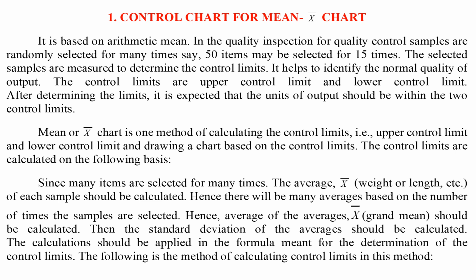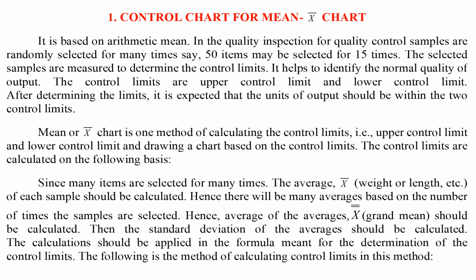Mean or X-bar chart is one method of calculating the control limits, that is, upper control limit and lower control limit, and drawing a chart based on the control limits. The control limits are calculated on the following basis. Since many items are selected for many times, the average, X-bar, weight or length, etc., of each sample should be calculated. Hence, there will be many averages based on the number of times the samples are selected. Hence, average of the averages, X-double-bar, grand mean, should be calculated.